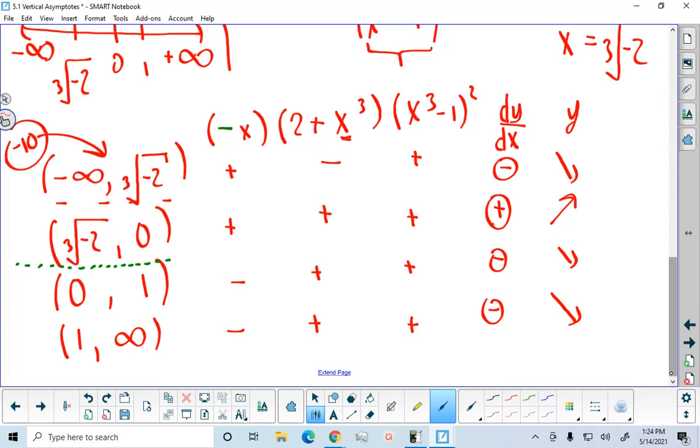So are there any max mins here? Everybody think of that. Look at your last column and determine if there are any max mins. Yes. What would be here, Aaron? That would be a minimum. Yep. And then a maximum.